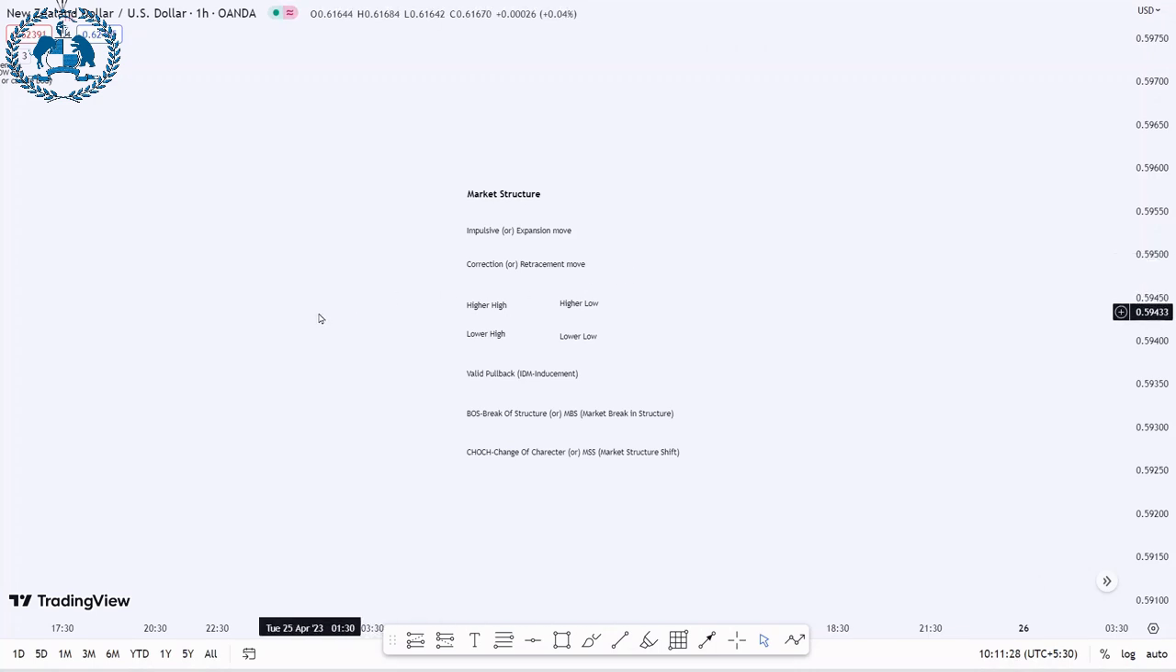And in a bullish market, how to mark our higher high and higher low, and in a bearish trend, how to mark our lower high and lower low, and what is a valid pullback. Pullback is also called IDM, inducement. BOS is short form for break of structure, or MBS, market break in structure. CHOCH means change of character, or MSS, market structure shift. So these are all the things today we are going to see in depth, how in the form of candlestick and structure we have to mark these things for our buy trade and sell trade.